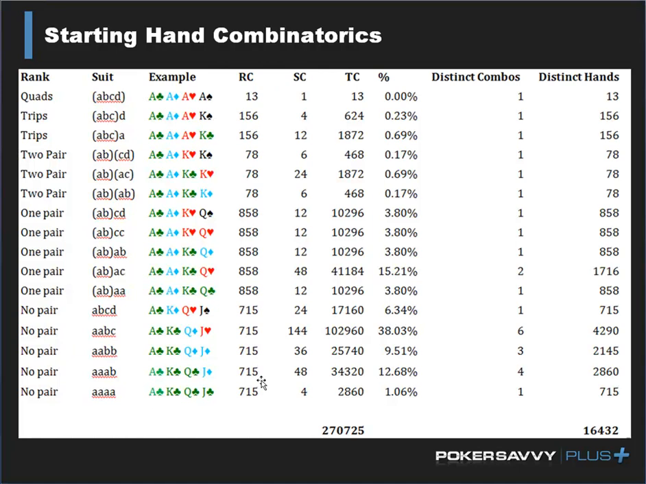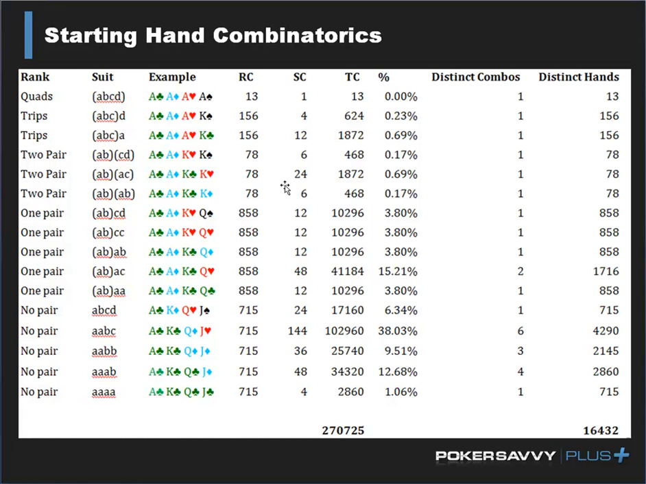So the most obvious one is with quads. There are 13 different ways you can be dealt quads. Ace, ace, ace, ace. King, king, king, king. Queen, queen, queen, queen, etc. And for all of these, for this column, we're ignoring suitedness. This is just saying if you just look at the 13 rank possibilities, how many different ways can we deal whatever the given category is.